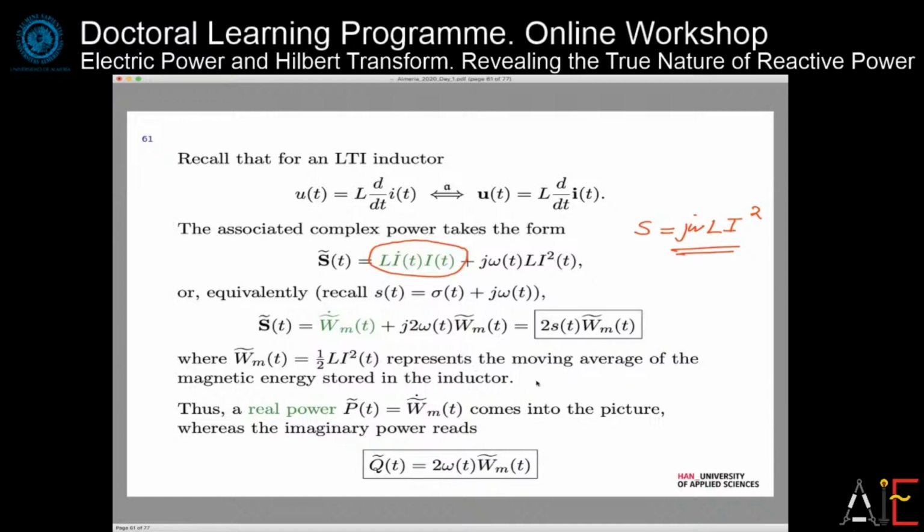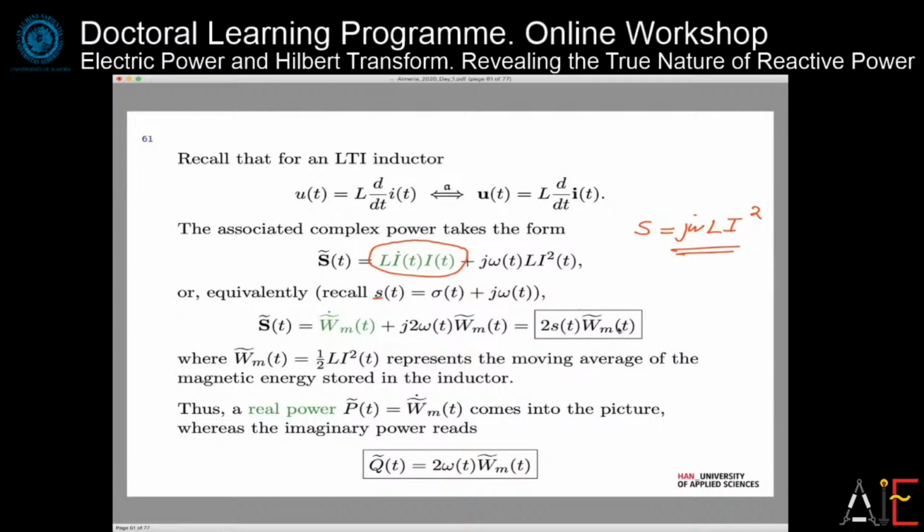And if you do simulations, you clearly see that it nicely averages your moving signal. And so what you now see here is that we have this real part and this imaginary part, using this S variable. So it's 2 times this S variable times your moving average of your magnetic energy.